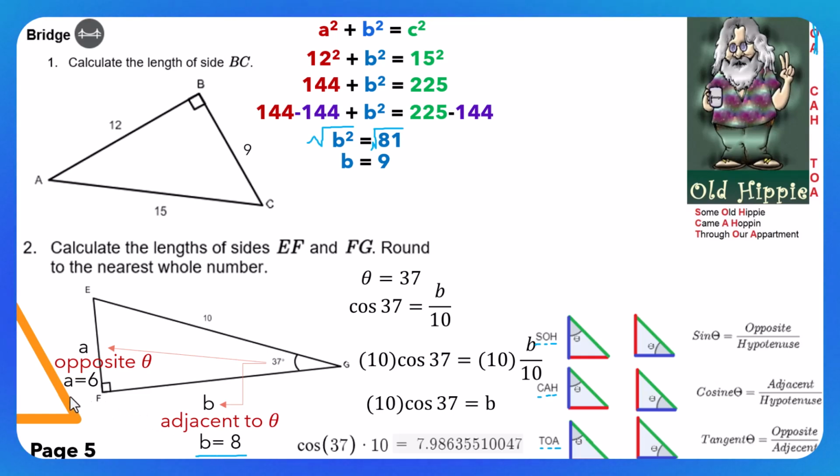All right, so you can check it too. A squared, 6 times 6 is 36, plus B squared, 8 times 8 is 64. I get crooked here. 64 plus 36 is 100. Square root of 100 is the hypotenuse, 10.